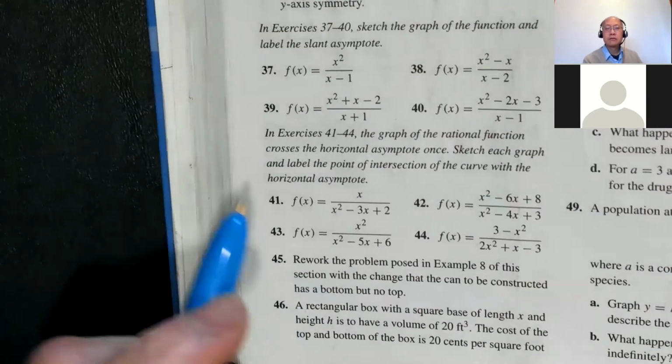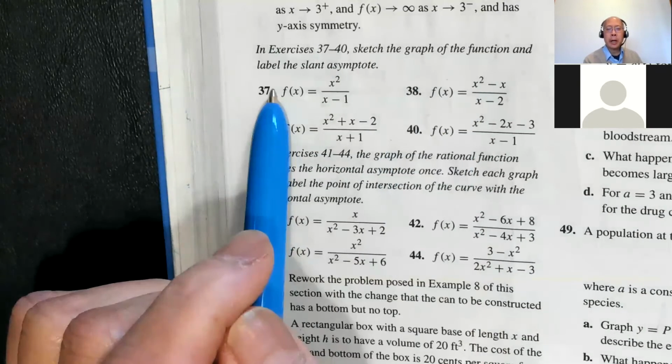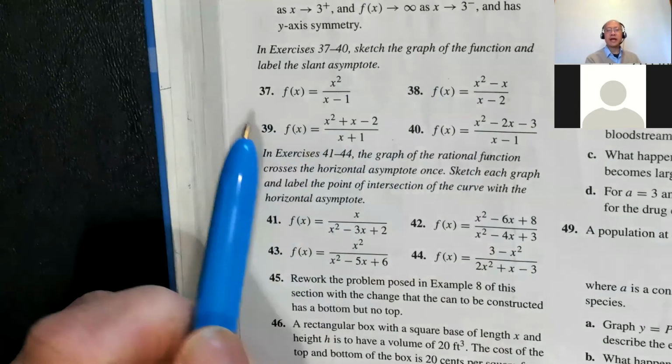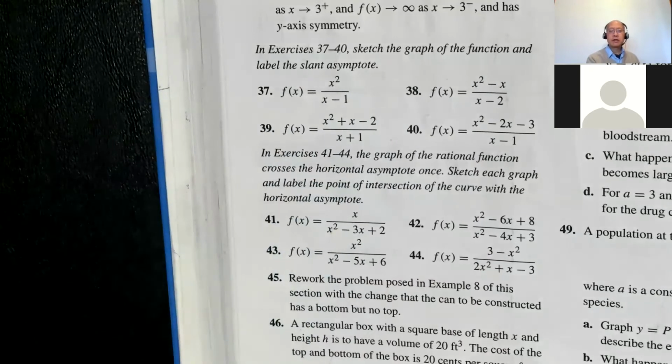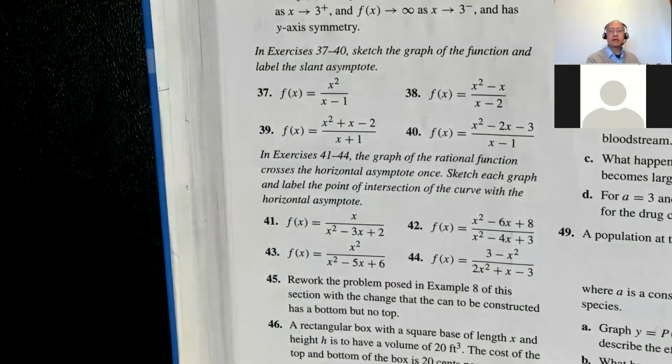Whoops. Yeah, sketch the graph of the function and label the slant asymptote. Or they're telling you it's a slant asymptote. Second degree, first degree. Okay, so we'll see how that works out next time.